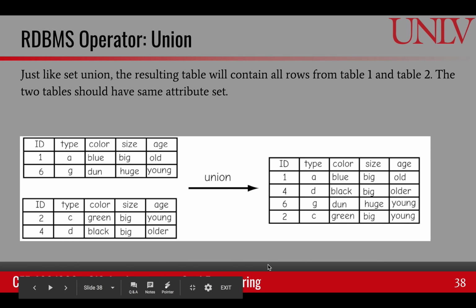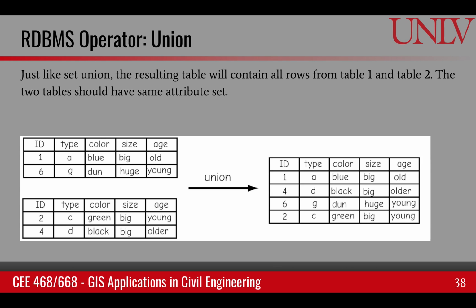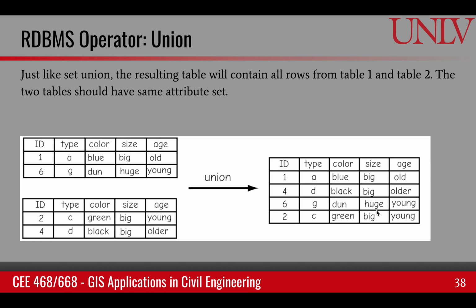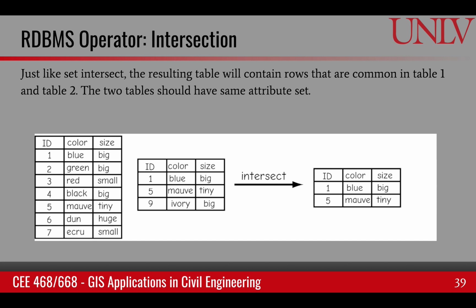Union is very much like the union in set theory, and we basically combine the two tables to form a bigger table where all the rows of one table are combined or concatenated with the rows of the other table. One of the things that you have to make sure is that both the tables have exactly the same attributes, otherwise they cannot be united or unioned. And similarly, intersection finds the rows that are common in both the tables. So the rows that appear in both tables will become part of the output.